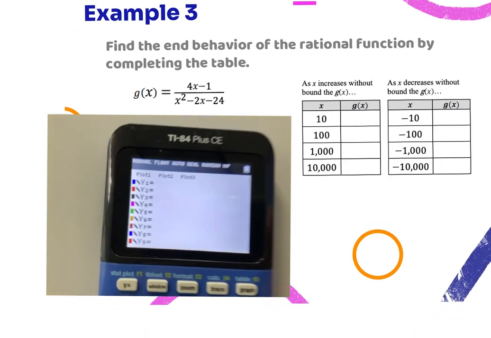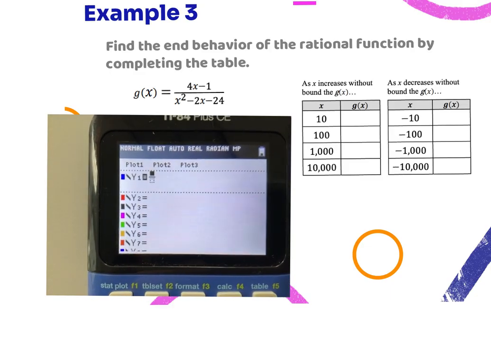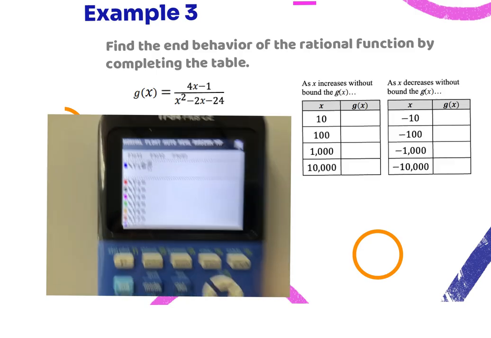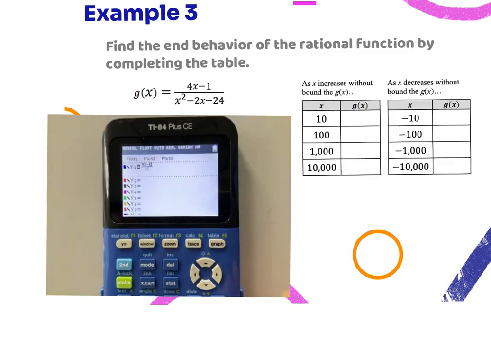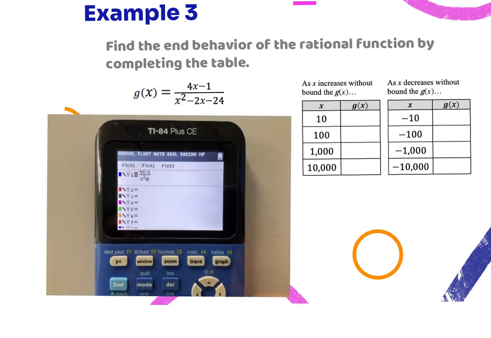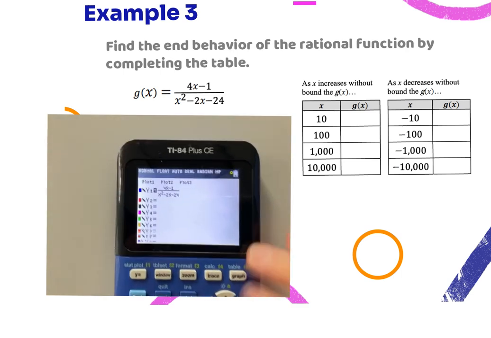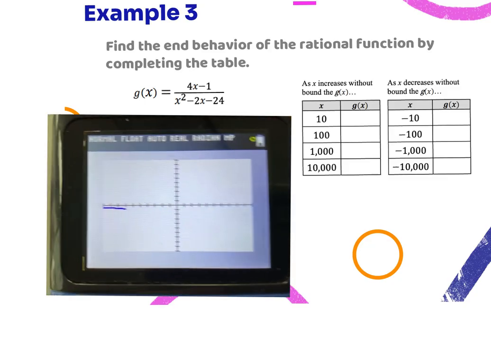All right, so I'm going to bring in my fraction. Remember alpha, y1, or the little shortcut for some of you is your fraction. 4x minus 1 over x squared minus 2x minus 24. And I'm going to graph.